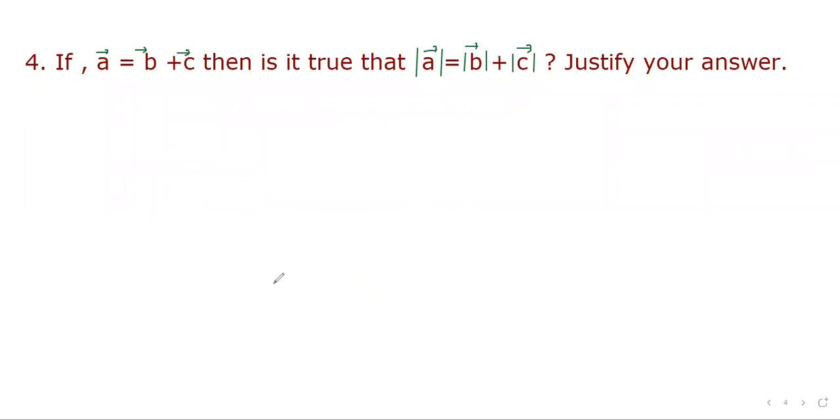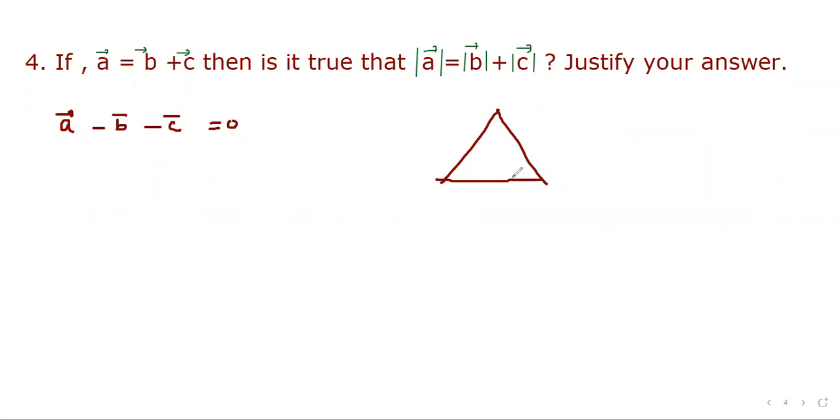Let's go to the next question. Question number 4. If vector A equal to vector B plus vector C, then is it true that magnitude of vector A equal to magnitude of vector B plus magnitude of vector C? So if we write it in this way, vector A minus vector B minus vector C equal to 0. So just draw the triangle.